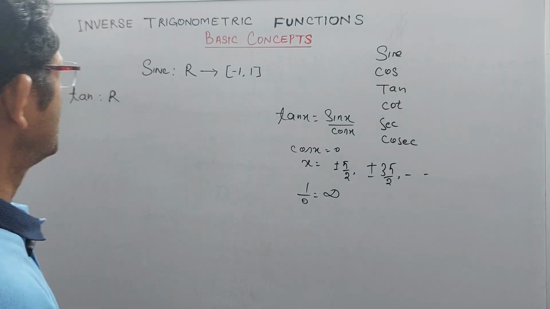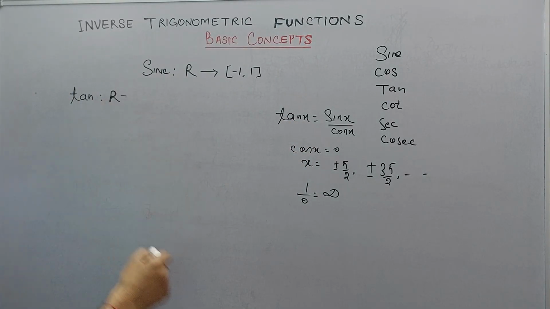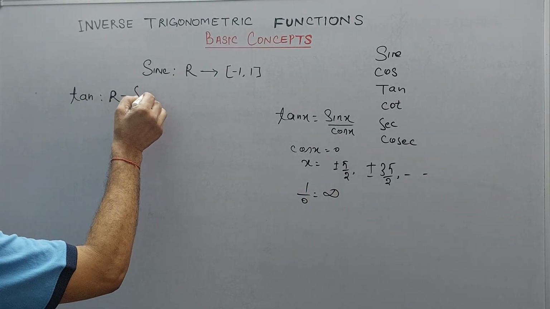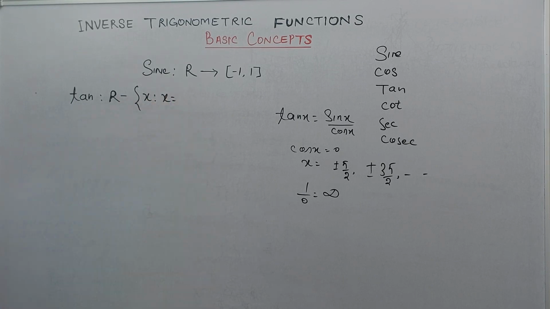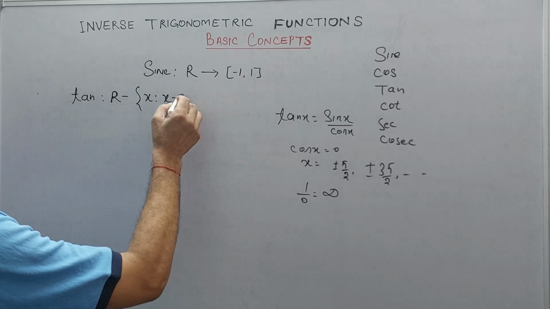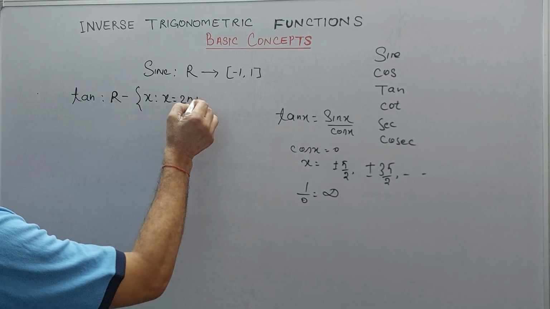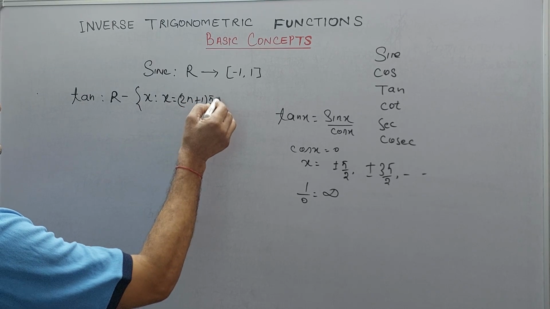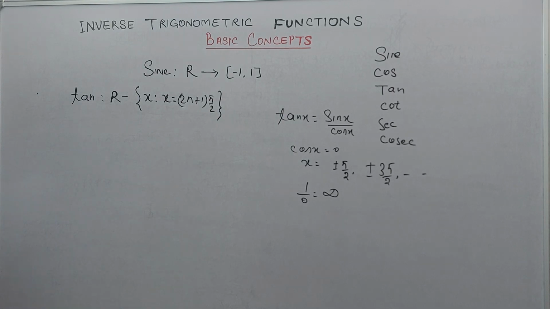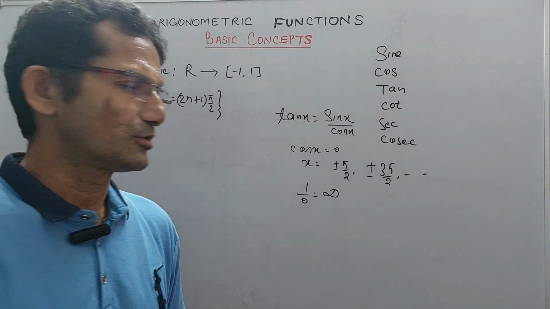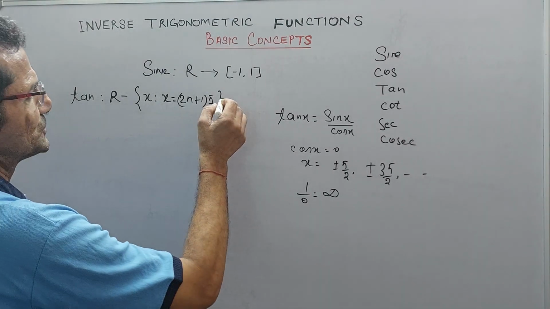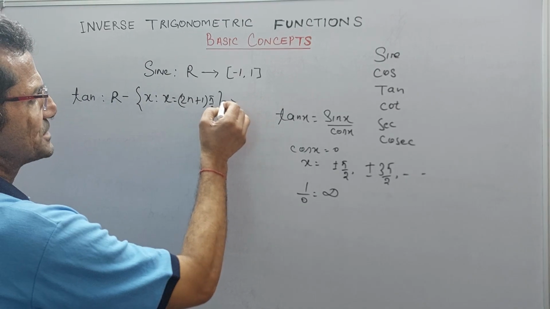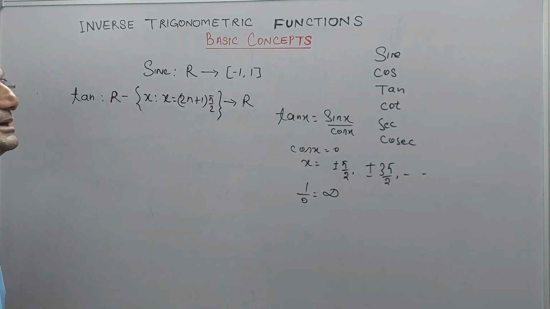So our domain of tan x will be R minus these values. If I generalize, x is equal to odd multiples of pi by 2, that is (2n plus 1) multiples of pi by 2. So this is the domain of the tangent function, and its codomain is all values: tan x has values from minus infinite to plus infinite. The set of R is the codomain of the tangent function.